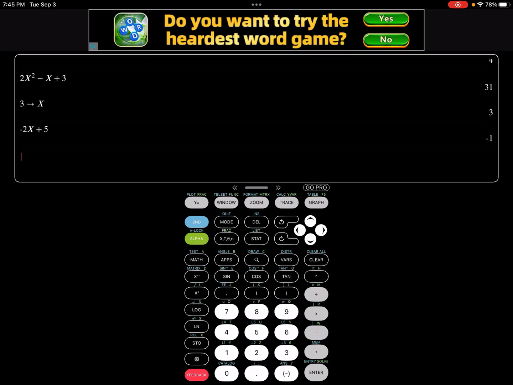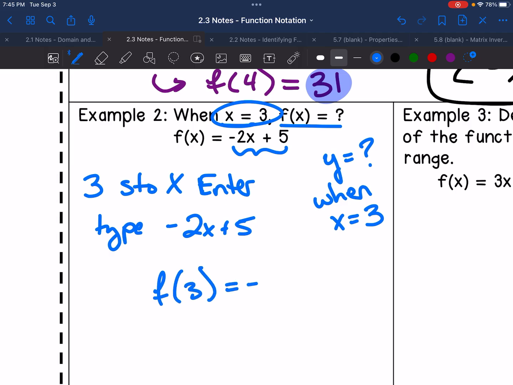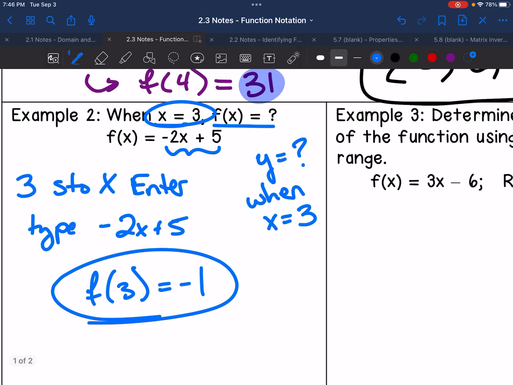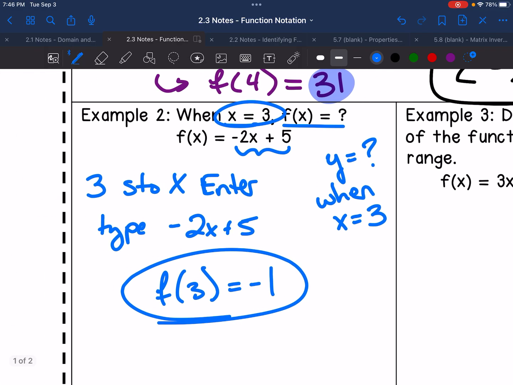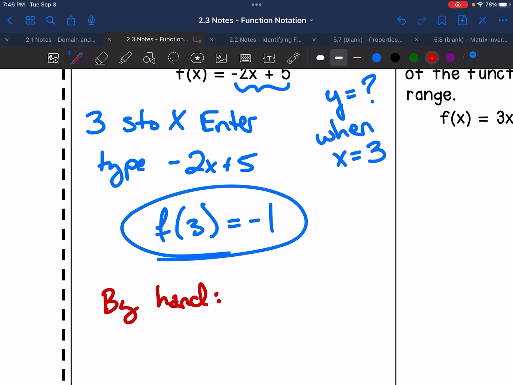And it tells me negative 1. So f of 3 equals negative 1. Okay, so I'm saying function f when x is a 3 will make the value of negative 1. If we were going to do this by hand, okay, we're going to replace every x we see with a 3.